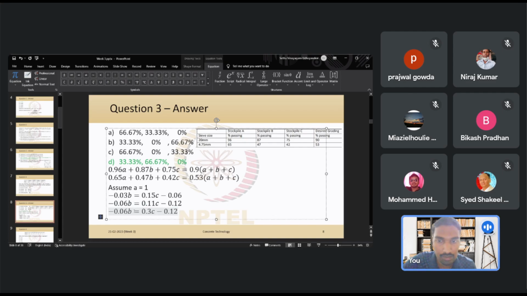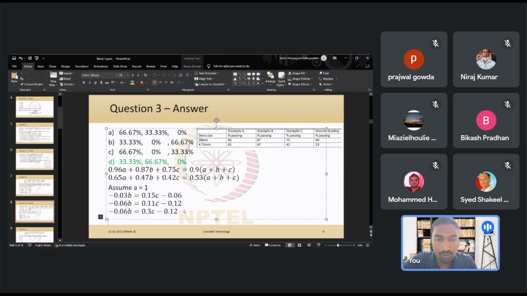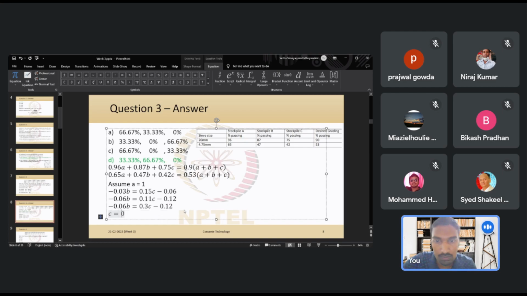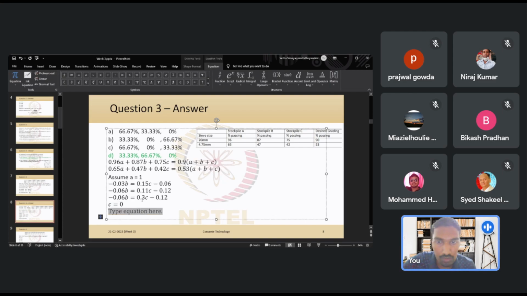Now if we compare equations 4 and 5, we can find the value of C, because LHS is the same, so we can equate the RHS. So if you equate that, you will find that the value of C is 0, right? If 0.11C minus 0.12 should be equal to 0.3C minus 0.12, that will be equal only when C is 0, right? Knowing the value of C, now we can find the value of B, right?